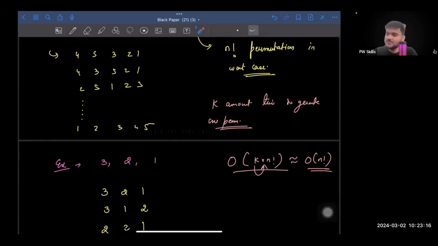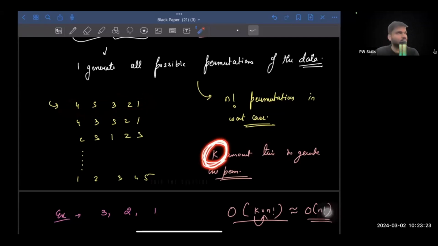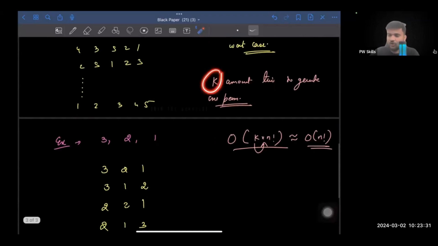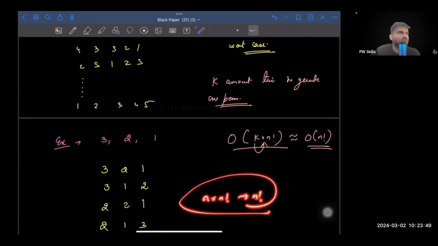People are saying repeat the part of k. I'm saying, let's say, to generate one permutation, we do not know how much time it will take. Let's say it will take some k amount of time. This k can be n, it can be n square, it can be n cube, doesn't matter. If k amount of time is taken for one permutation, how much time will it take for n factorial permutations? K into n factorial. Now, whatever the value of k, if it gets multiplied by such a huge quantity like n factorial, it will be equivalent to n factorial, right? Just think about it. N into n factorial is also n factorial.